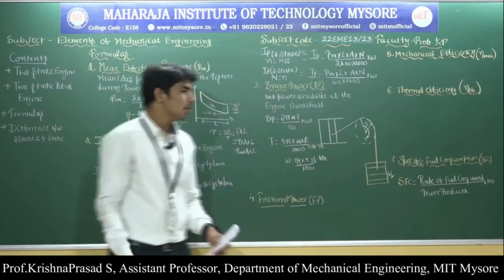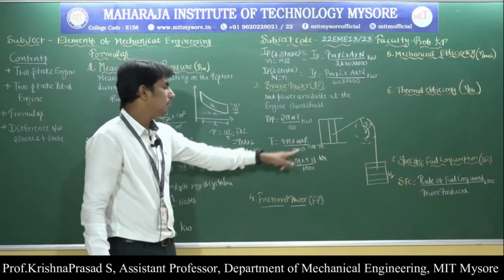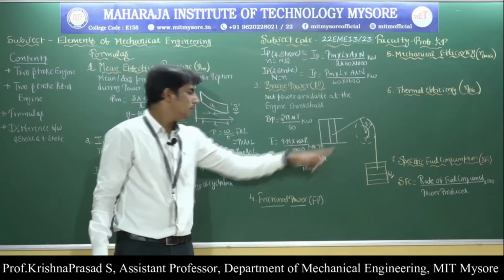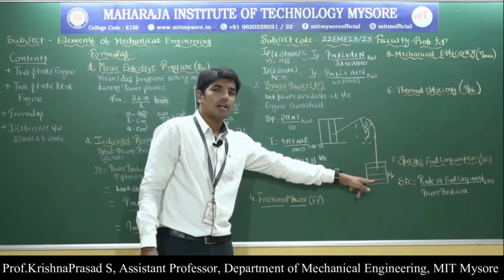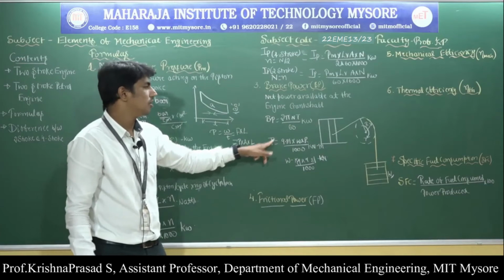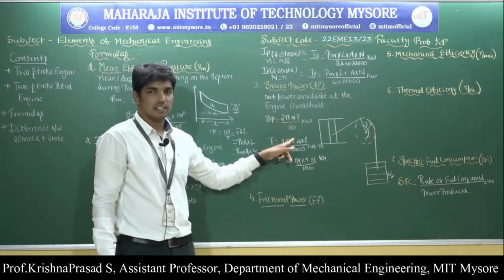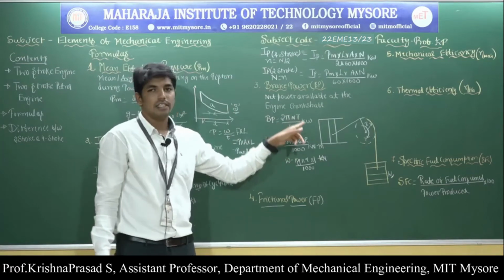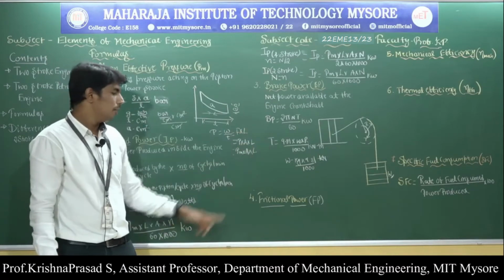Once we calculate the torque by knowing the radius of the brake drum and the amount of weight applied at the pan, we know T. Once we know T, we apply the formula BP is equal to 2 pi N T by 60. What is N? N is the engine crankshaft speed, in revolutions per minute.